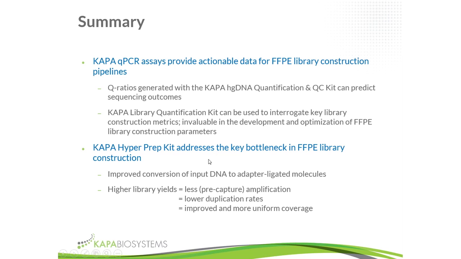And then secondly, we're very excited about the Hyper Prep kit, the fact that it does seem to address the key bottleneck in library construction. And we've seen this in many cases now, that the Hyper Prep kit does give higher conversion rates, so higher yields of adapter-ligated library compared to our existing kit and compared to competitor kits. And so translating those higher pre-capture library yields successfully through the capture and post-capture amplification means, initially, that you need less amplification, so lower duplication rates, better coverage, and better sequence quality overall. And it also allows us to process lower quality and lower input FFPE samples more successfully.